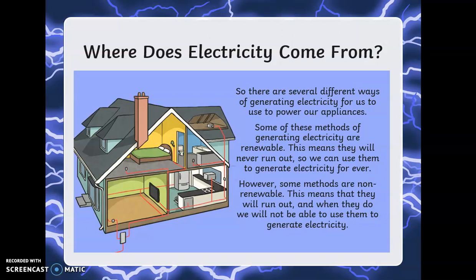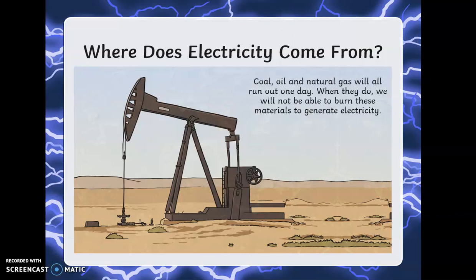So, we now know there are several ways of generating electricity for us to use to power our appliances. Some of those methods are called renewable, and that means they'll never run out, so we can keep using them to generate electricity. But some of the methods are non-renewable, and as you've probably worked out, that means at some point the fuel they use is going to run out, and when it does, we can't use them to generate electricity. Coal, oil and natural gas will all run out one day, and when they do, they won't be able to be used to generate electricity.